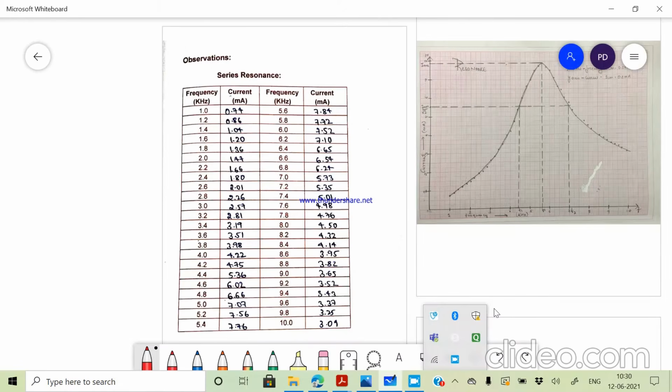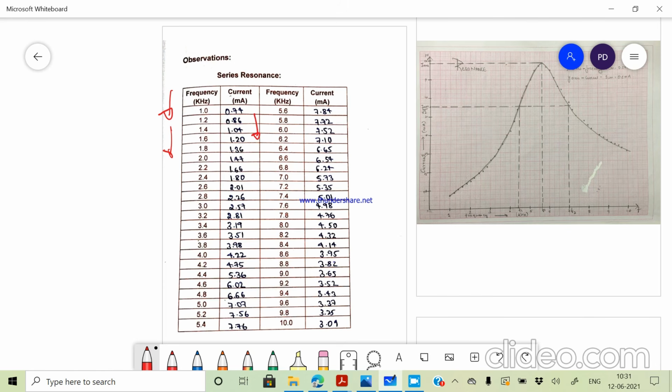So this is the observation. These are the data points. You are going to record current as a function of frequency. If you increase the frequency, you can see 1.0, 1.2, 1.4, and so on. This is in the unit of kilohertz. So the current is also increasing. Frequency increases, current also increases.